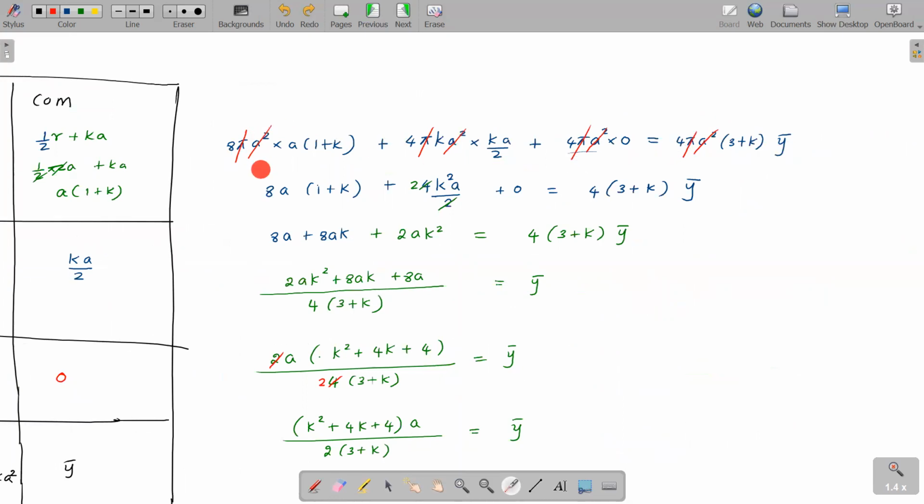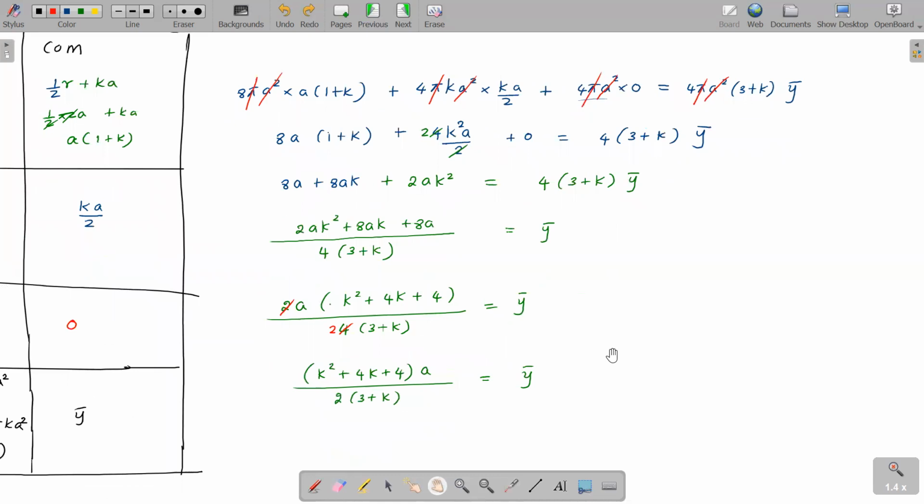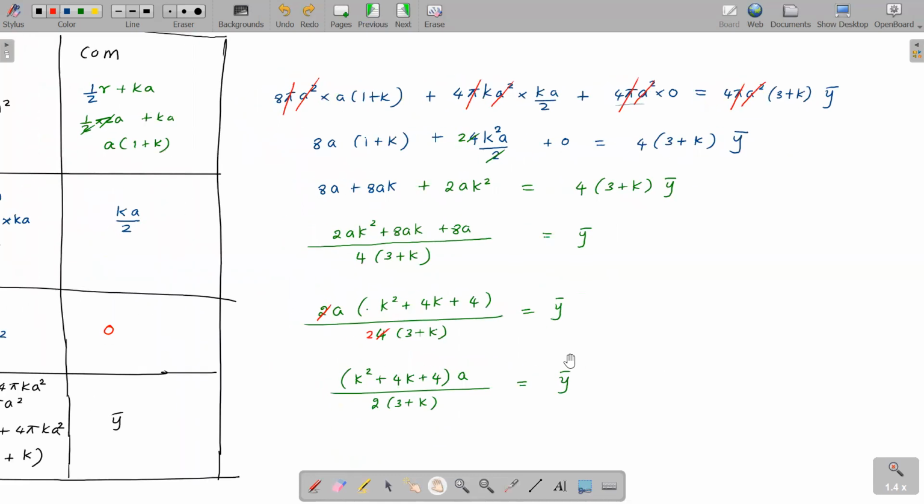So you can see this is basically simplification. I've cut off the pi a square from everyone, that's common. Here I've got 8k(1 plus k) remaining, here 4k into ka over 2, and this is 0, and here 4(3 plus k). So this is all simplification from this point onwards, right, guys? You can figure this out: 8ak, this is 2ak square. I've taken 2a in front and taken 4 from the denominator. It's a basic simplification. So this is the y bar.